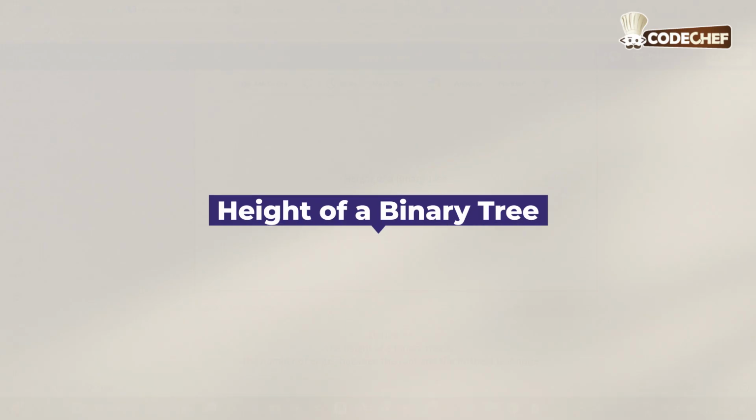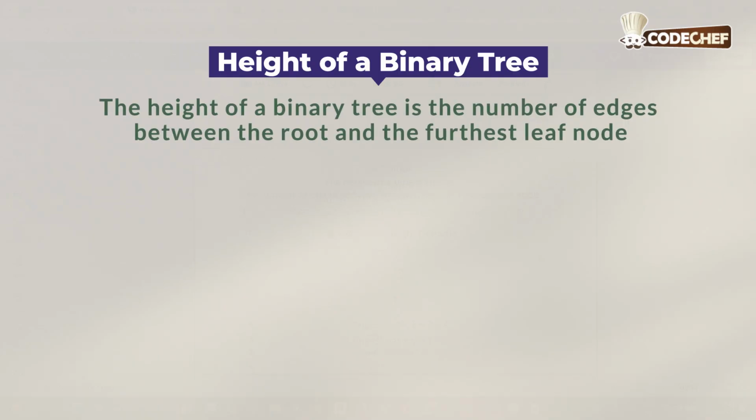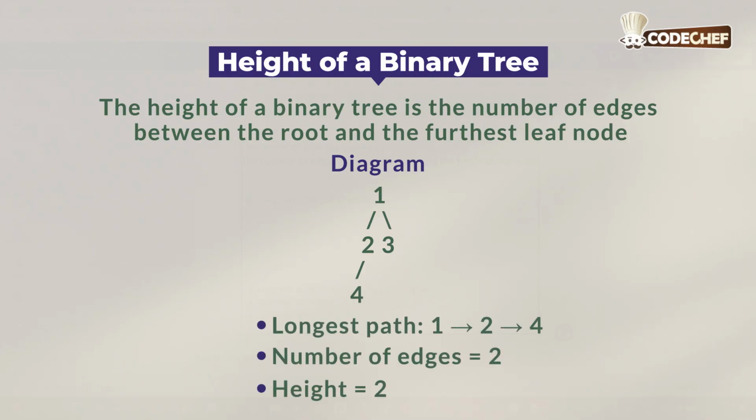Now let's talk about the height of a binary tree. The height of a binary tree is the number of edges between the root and the furthest leaf node. So here is an example. Here you can see that the longest path is from 1 to 4. The number of edges between 1 and 4 are 2, so the height would be 2.